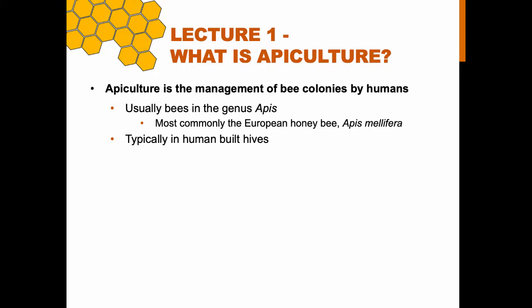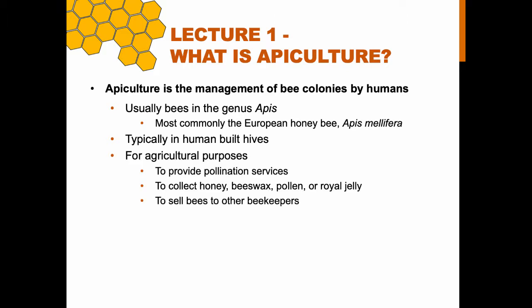All right. Honeybee management. Apiculture typically is performed in human-built hives. So there are people who will scavenge honey from the wild. That's generally not considered apiculture. And apiculture is usually done for agricultural purposes.